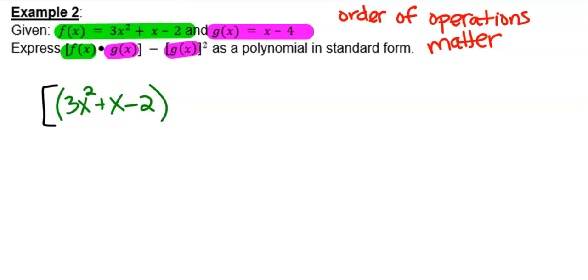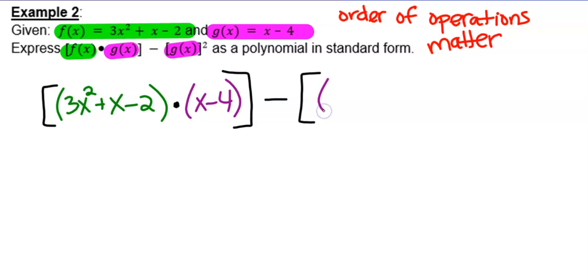So there's the f function. Then I want to multiply it with the g function. And then I have to minus off the g function. And that g function, though, is being squared first.